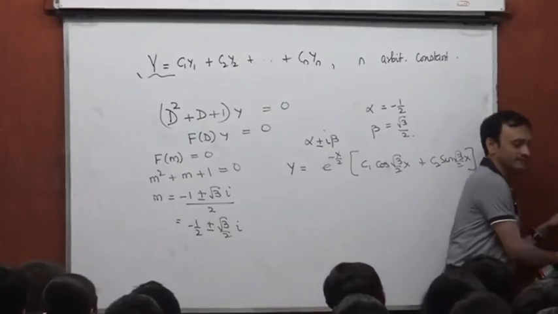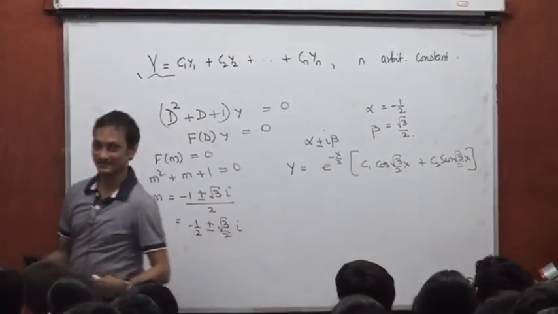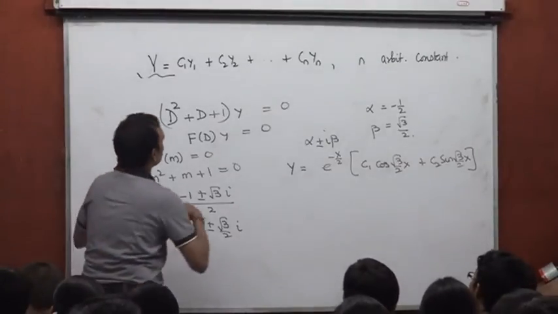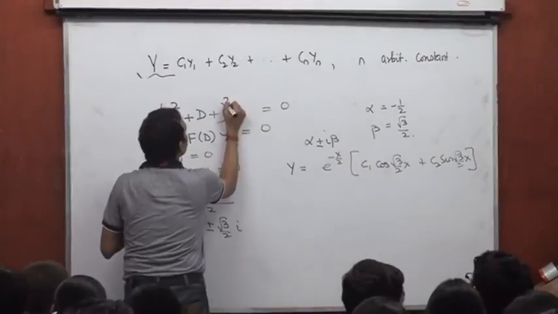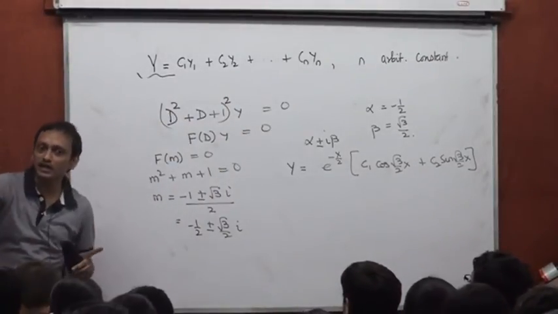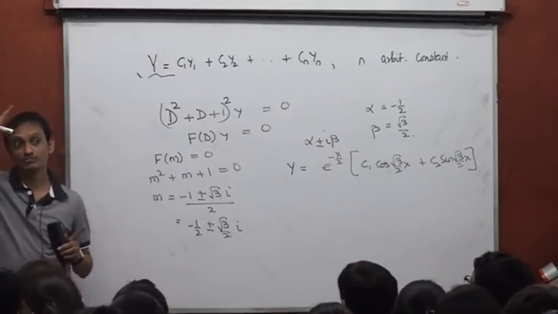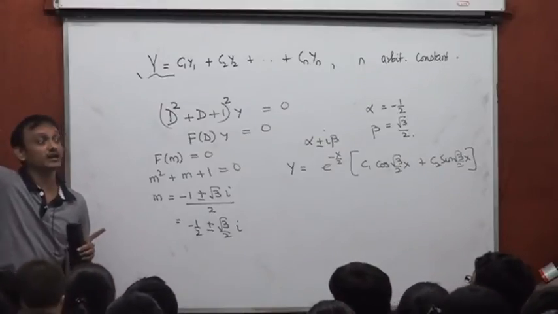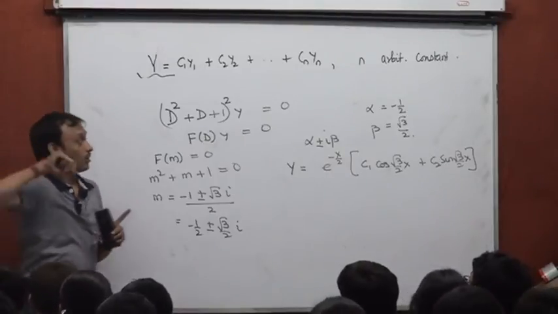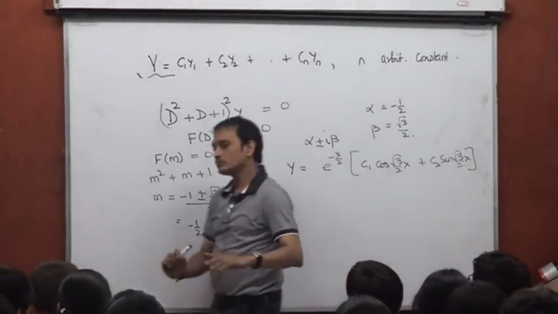Now, what if these complex roots were repeated? I mean, they could be repeated. For example, if I said this squared equal to 0, then alpha plus i beta is occurring twice, alpha minus i beta is occurring twice. Alpha plus i beta is occurring twice and alpha minus i beta is also occurring twice. Then I'll tell you, there is nothing to worry.